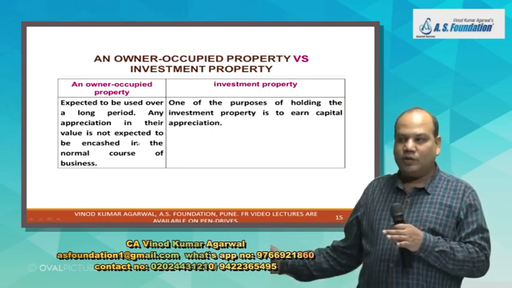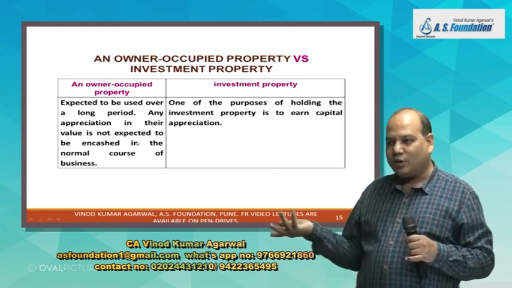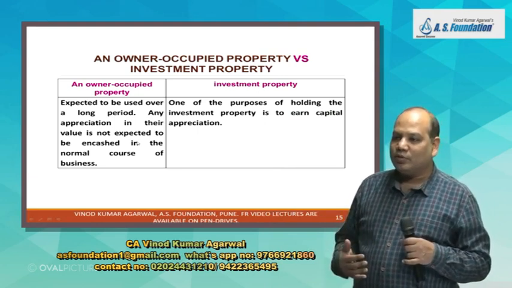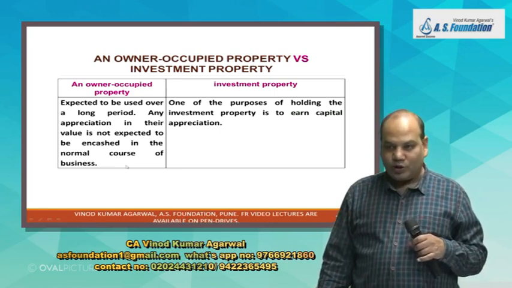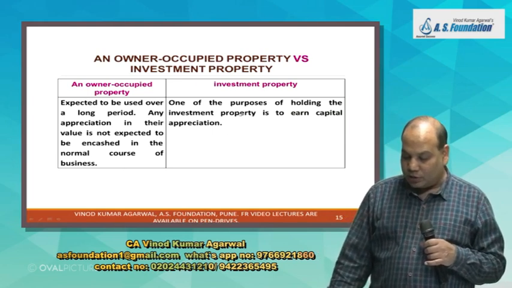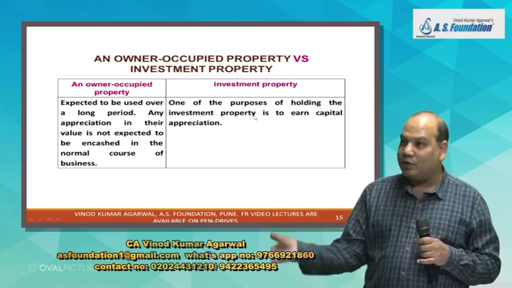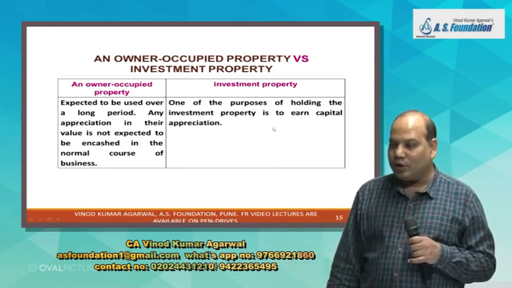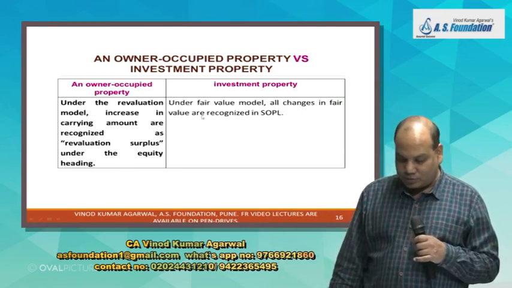If Mukesh Ambani has an office in Nariman Point, the value of that property has gone 15 times. Is he going to sell it to make the capital gain? Normally not. So these are not expected to be encashed in the normal course of the business. Whereas investment property, if you find that the prices have gone up, you might like to monetize that. You might like to encash that benefit and earn capital appreciation.